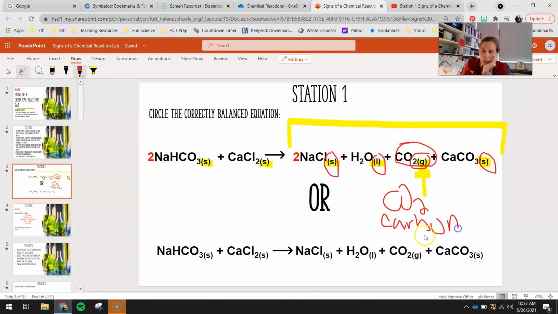Okay, so make sure, when I ask you maybe what the solid or the gas that's formed in this is, make sure you look back at your equation, look at the products, and then look at those states of matter to answer the question.